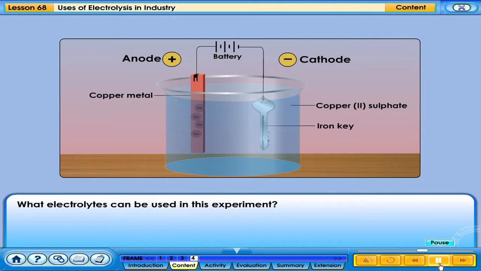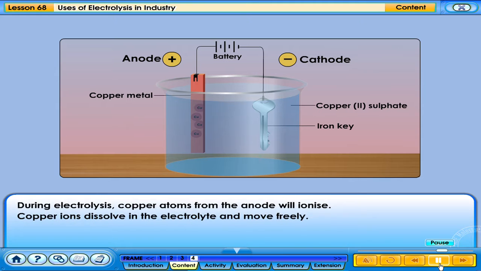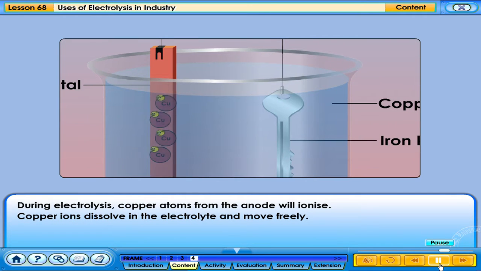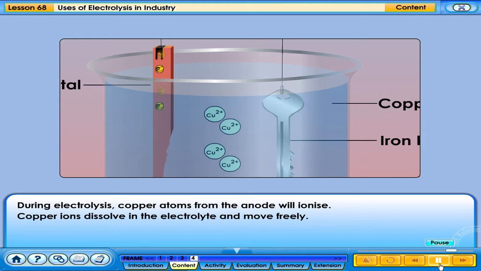What electrolytes can be used in this experiment? We can use copper(II) sulfate as the electrolyte as it contains the same cations as the metal anode. Other choices are copper(II) nitrate and copper(II) chloride. During electrolysis, copper atoms from the anode will ionize. Copper ions dissolve in the electrolyte and move freely.